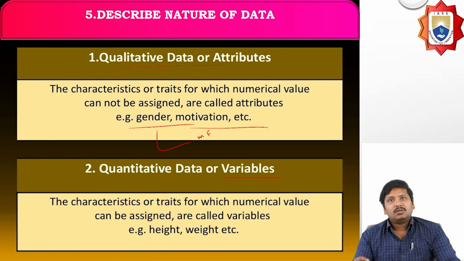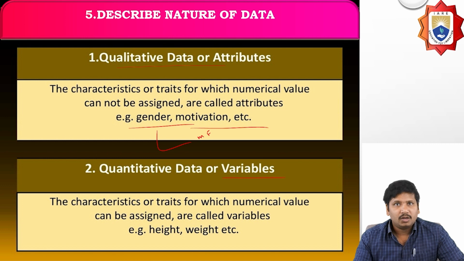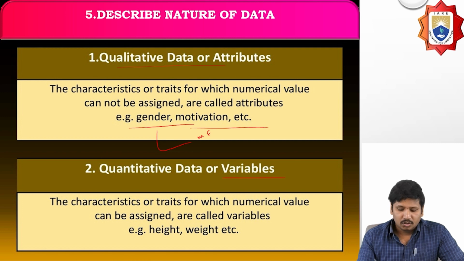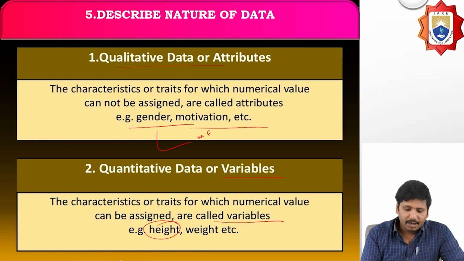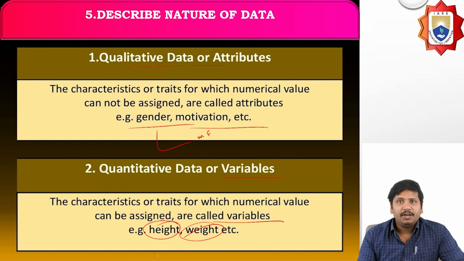The characteristics or traits for which the numerical value cannot be assigned are called attributes. And the characteristics or traits for which the numerical value can be assigned are called variables, like height in centimeters, weight in kgs.